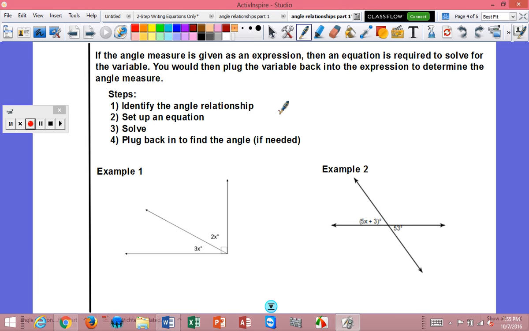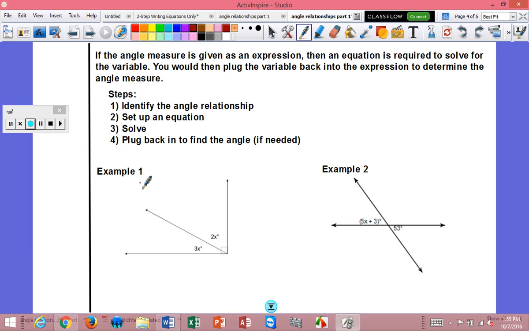Okay, sometimes we are going to have angle relationships and we're going to be missing angle measures, but they're going to give us variables instead. So what we want to do is identify what angle relationship we have. Then we want to set up an equation. We want to solve it, and then we want to plug it back in to find the angle if needed.